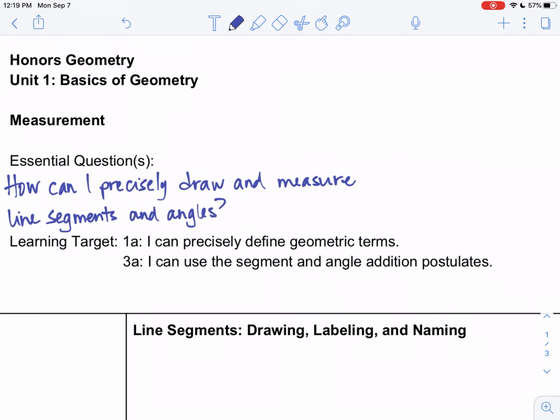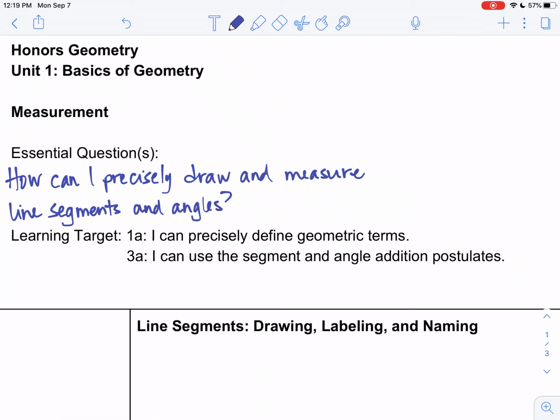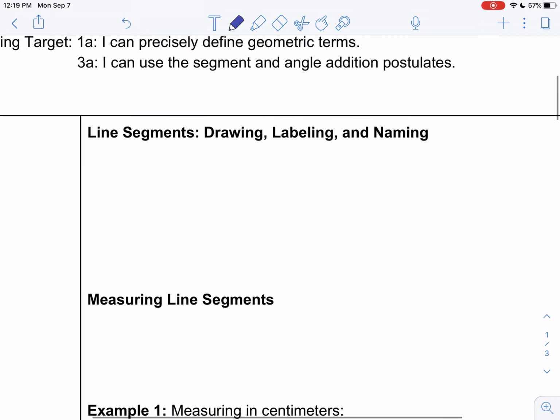We are still in Unit 1 where we're dealing with the basics of geometry, and today's topic is measurement. Our essential question is, how can I precisely draw and measure line segments and angles? And we're addressing Learning Target 1A, where we can precisely define geometric terms, as well as this is going to be tied in with our other lesson for the week, where we can use the segment and angle addition postulates from Target 3A. All right, so let's jump in.